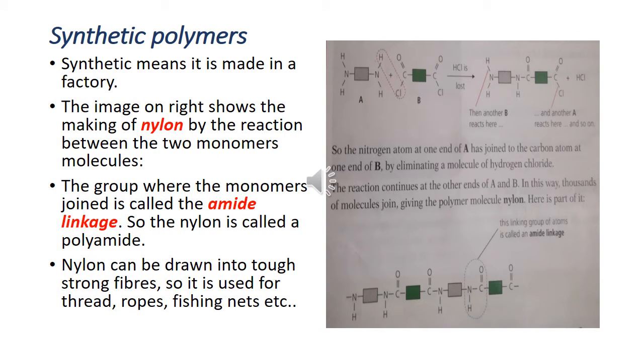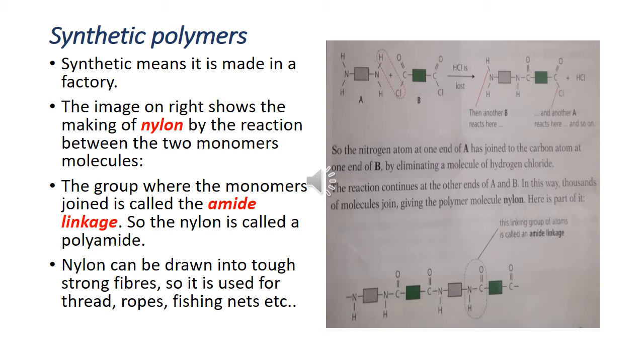The two types of polymers are synthetic polymers and natural polymers. First, we will learn what synthetic polymers are. Synthetic means it is made in a factory. That is, man-made polymers are synthetic polymers.